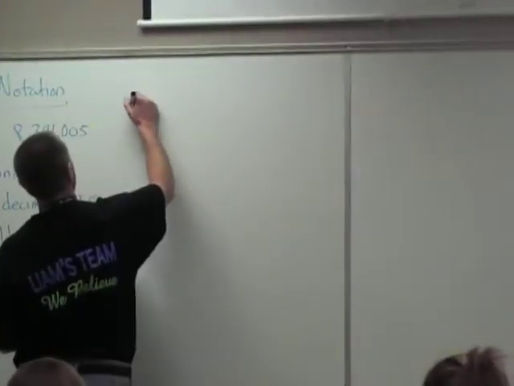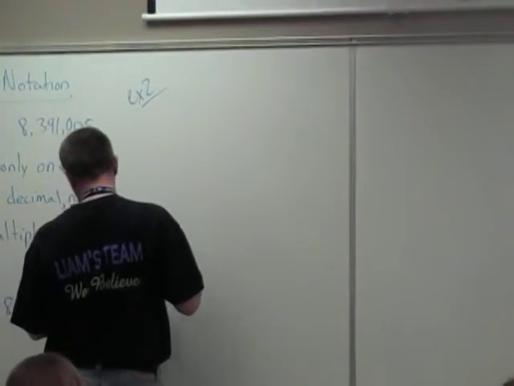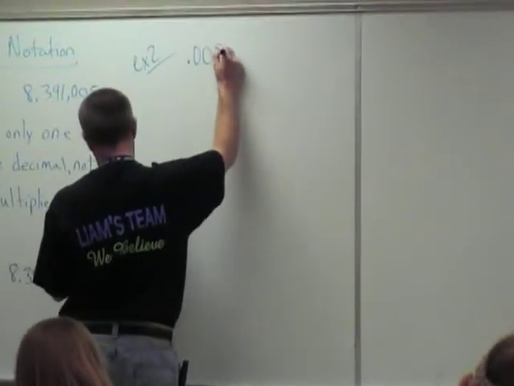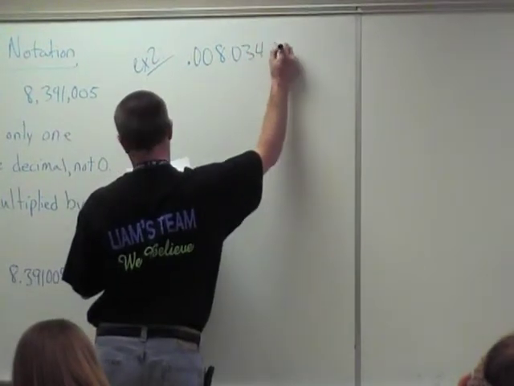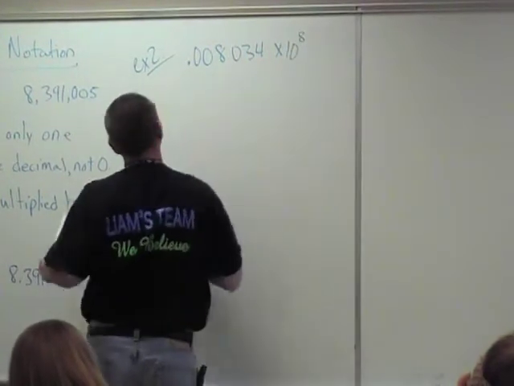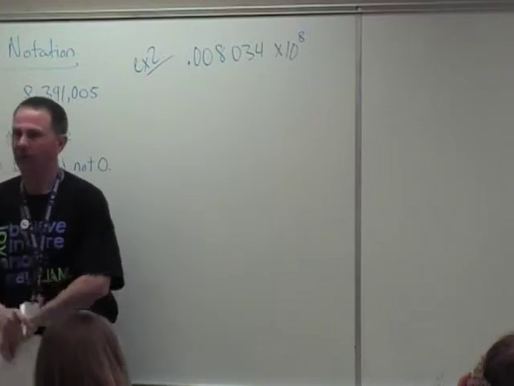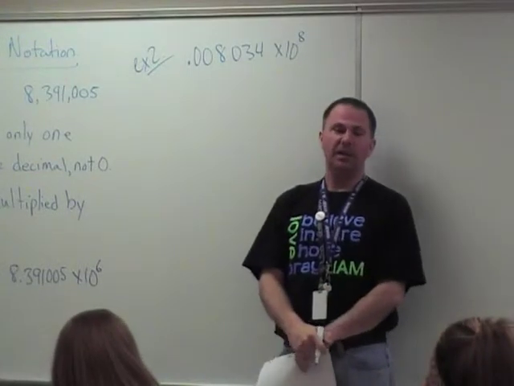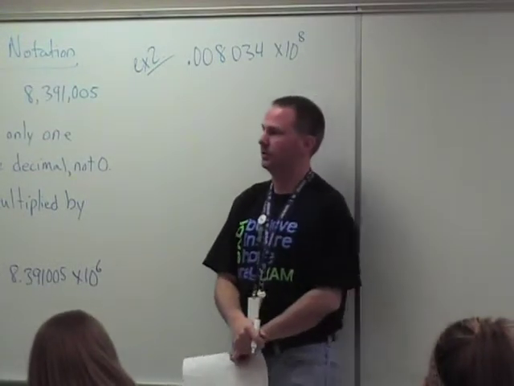All right. Enough said. Example 2. You make the mistake now, it's your own fault. 0.008034 times 10 to the 8 is, first of all, the question I need to ask you is, is that in scientific notation?